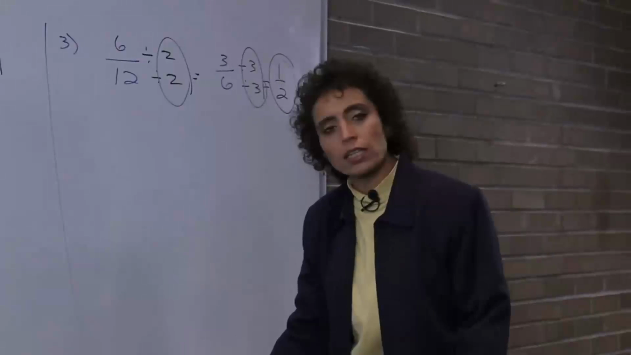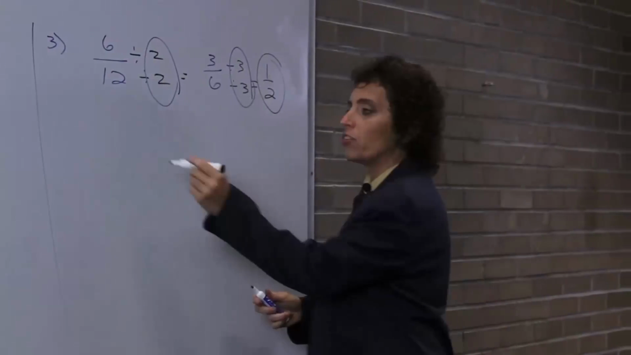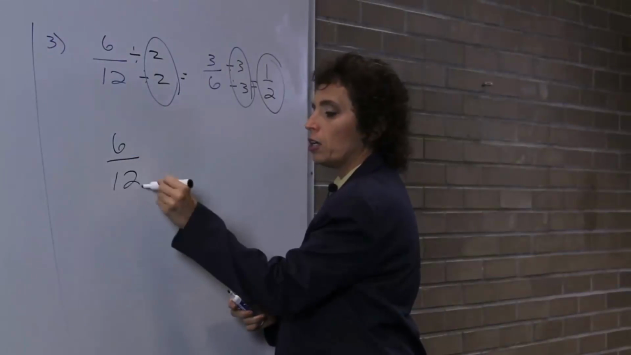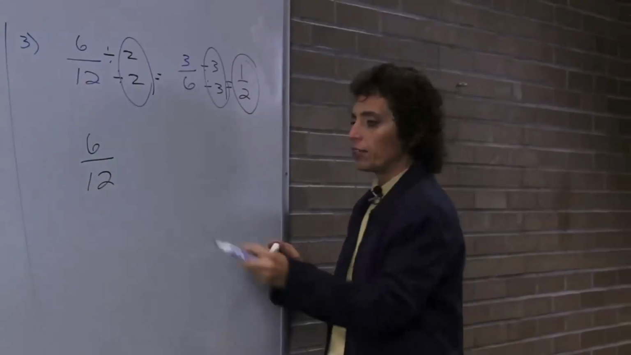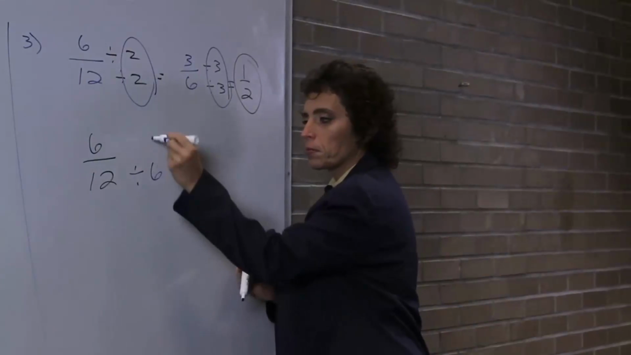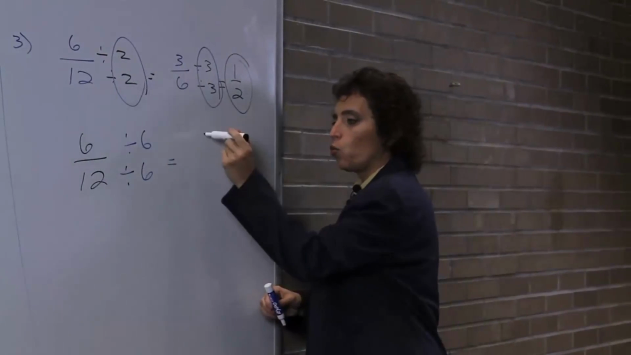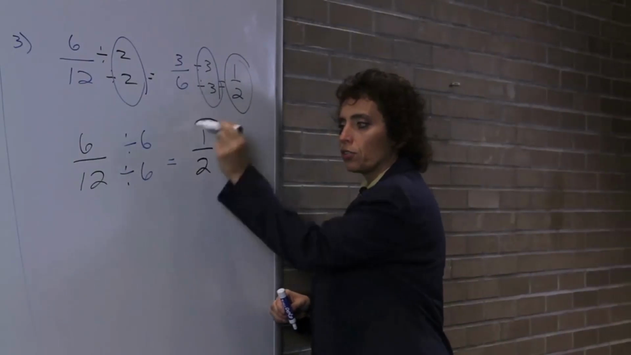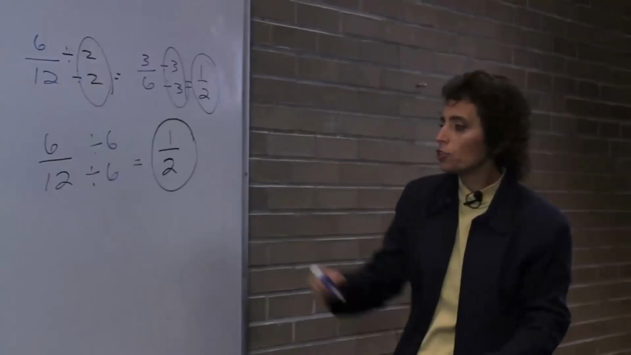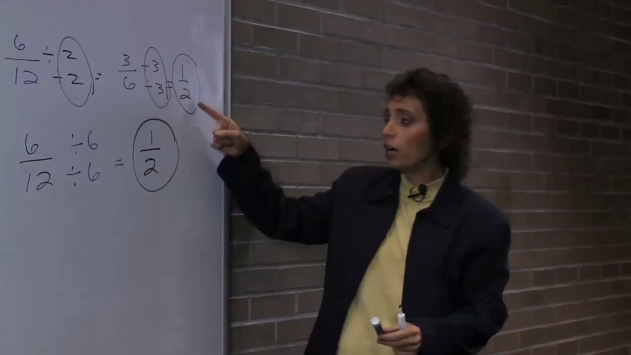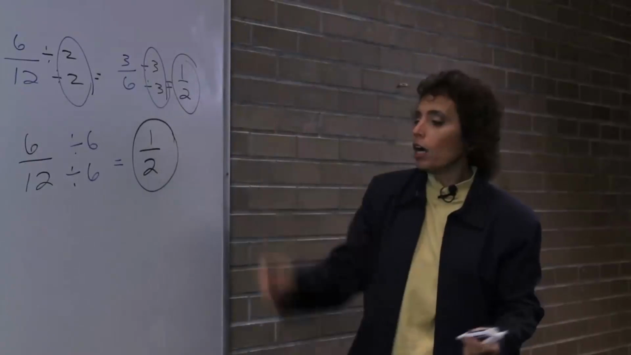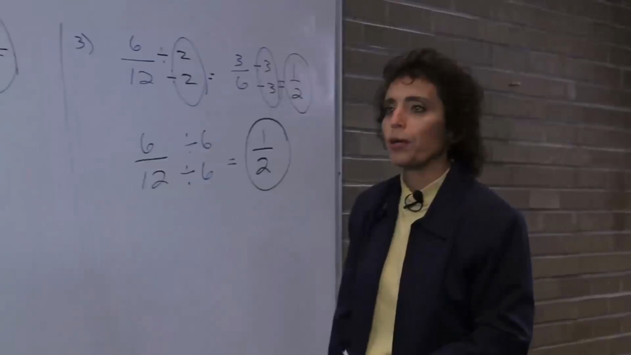The point of me telling you this is sometimes you can't think of the biggest number, so you can just go a little at a time. But if I divide by 6, I bypass all the steps. 6 divided by 6 is 1. 12 divided by 6 is 2, and I get 1/2. So either way I can get through to 1/2, but here I'm going through Chicago. Okay? All right. So that's 2 and 3.